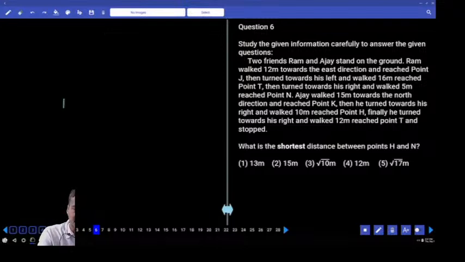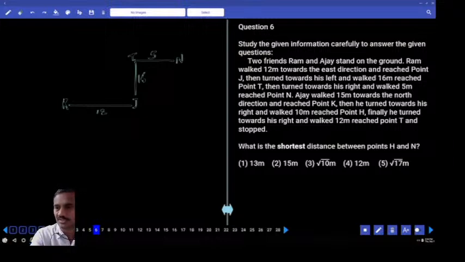Ram starting with this point. Now this Ram walks how many meters? 12 meters east and reached point J, then turned towards his left hand side and walked 16 meters and reached point T, and then turned towards his right 5 meters to reach N.